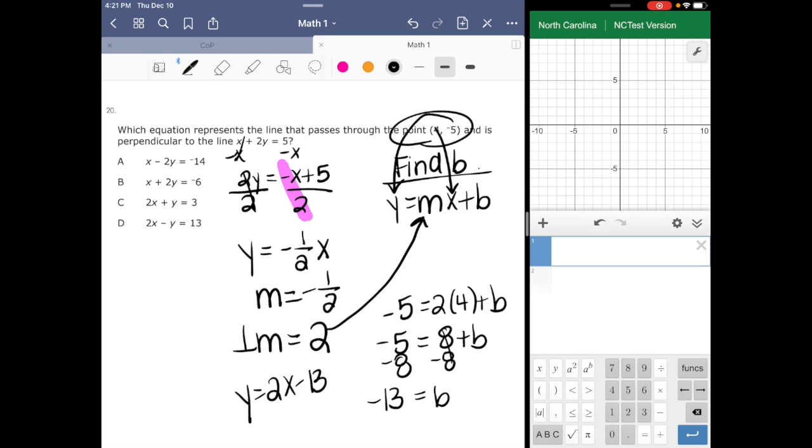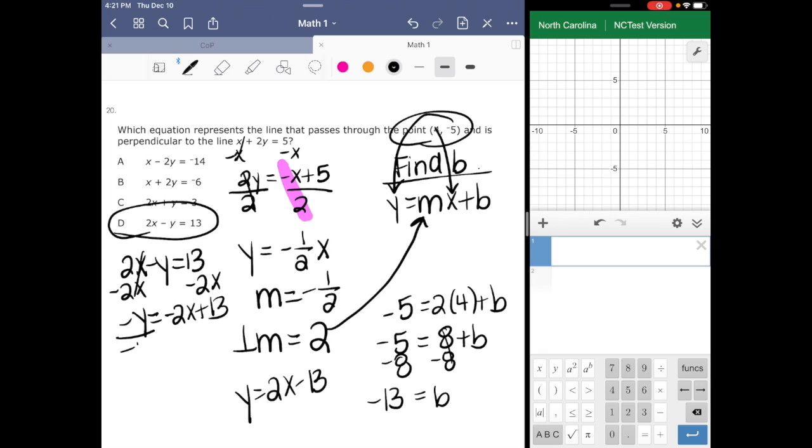So our equation is y equals 2x minus 13, but we can see our answer choices are not in slope-intercept form. But if I'm paying attention and looking close, the answer is going to be D, because if I solve for y, it has the 13 in it. So we're going to subtract 2x. Negative y equals negative 2x plus 13. And then we've got to make sure we divide by negative 1. So that's going to give me positive 2x and negative 13, which is the correct answer.